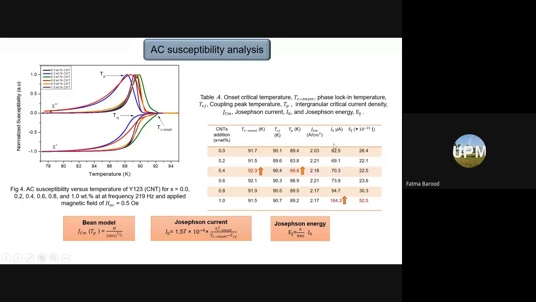The maximum Josephson current and Josephson energy were increased for all the samples. This means enhancement of the intergranular coupling among the grains with carbon nanotube addition.